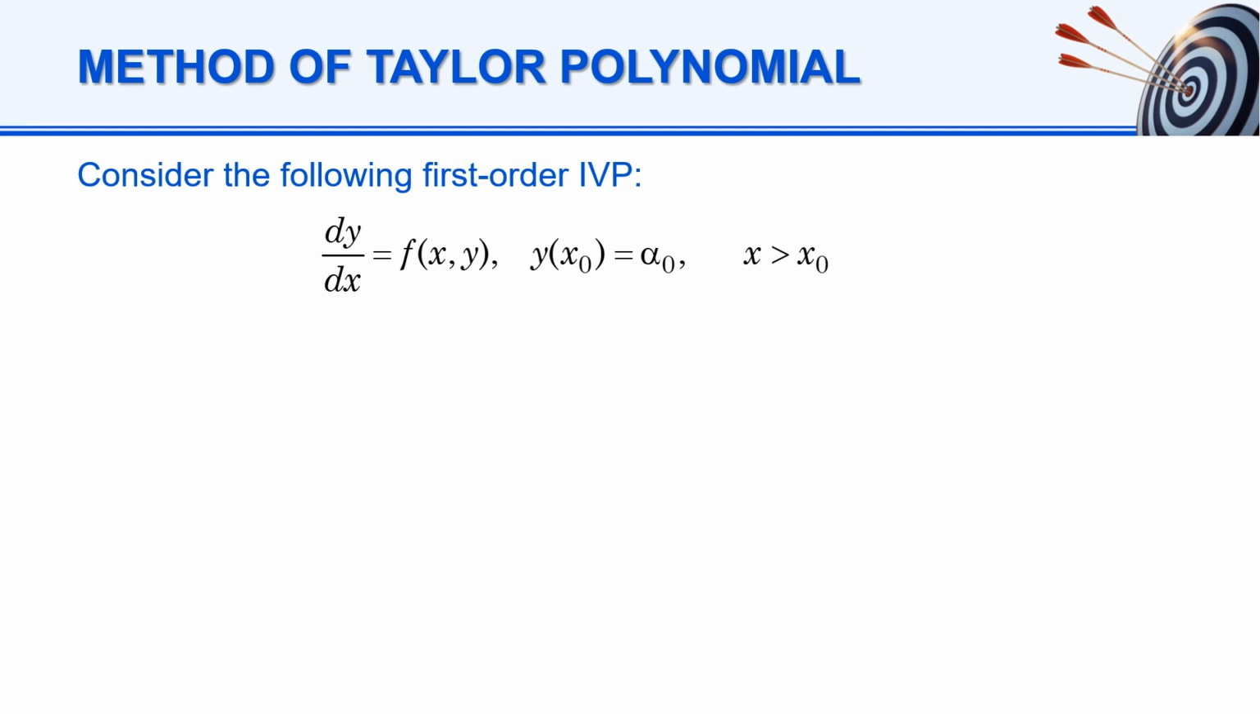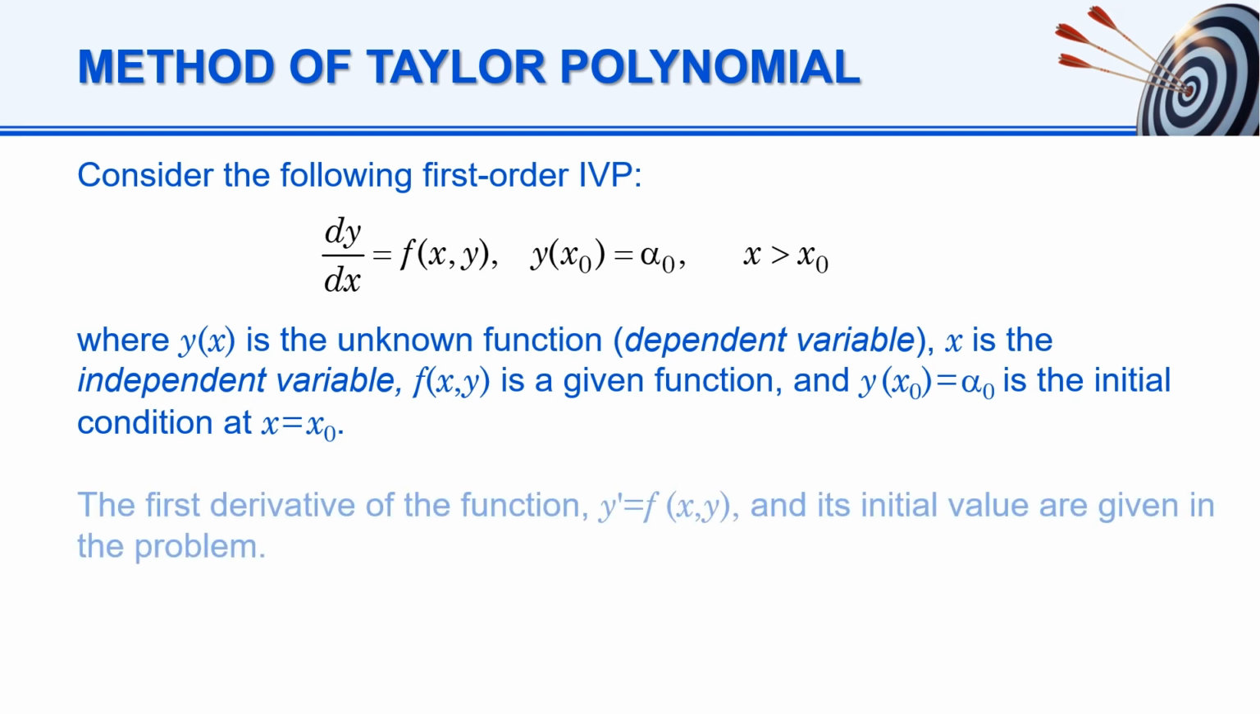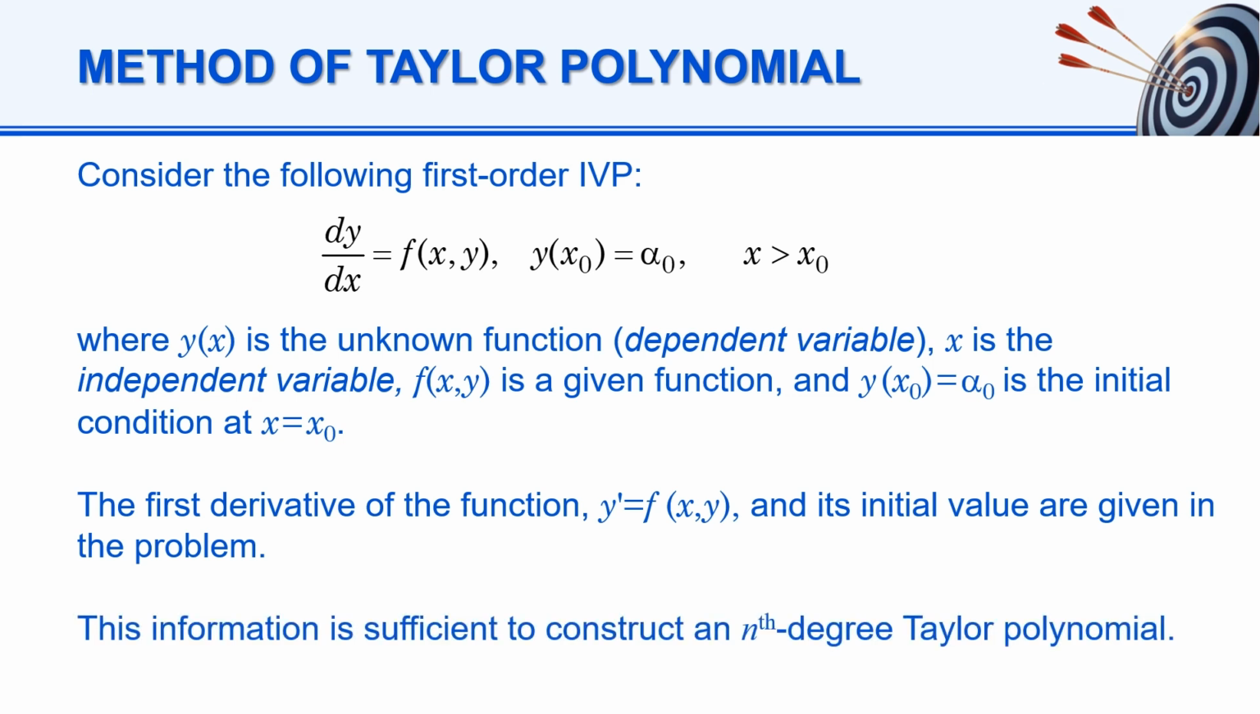Consider the following first-order IVP, where y(x) is the unknown function, dependent variable, x is the independent variable, f(x,y) is a given function, and y(x0) equals alpha 0 is the initial condition at x equals x0. The first derivative of the function, y prime equals f(x,y), and its initial value are given in the problem. This information is sufficient to construct an nth-degree Taylor polynomial.